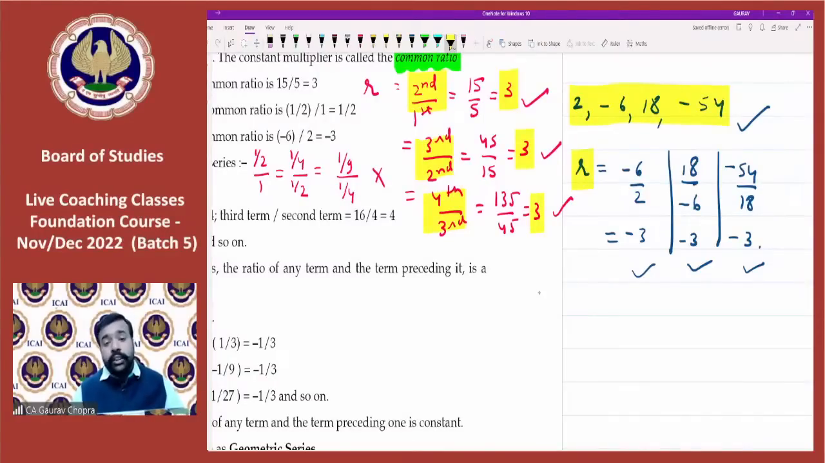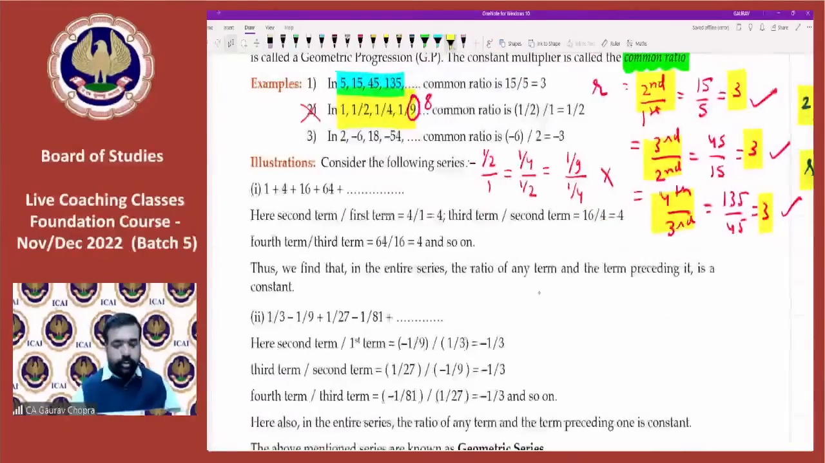then it is known as common ratio. And whenever the ratio is common, जब भी ratio common आएगा तो हम उसे बोलेंगे GP। In Hindi, गुणात्मक श्रेणी, geometric progression. All right.